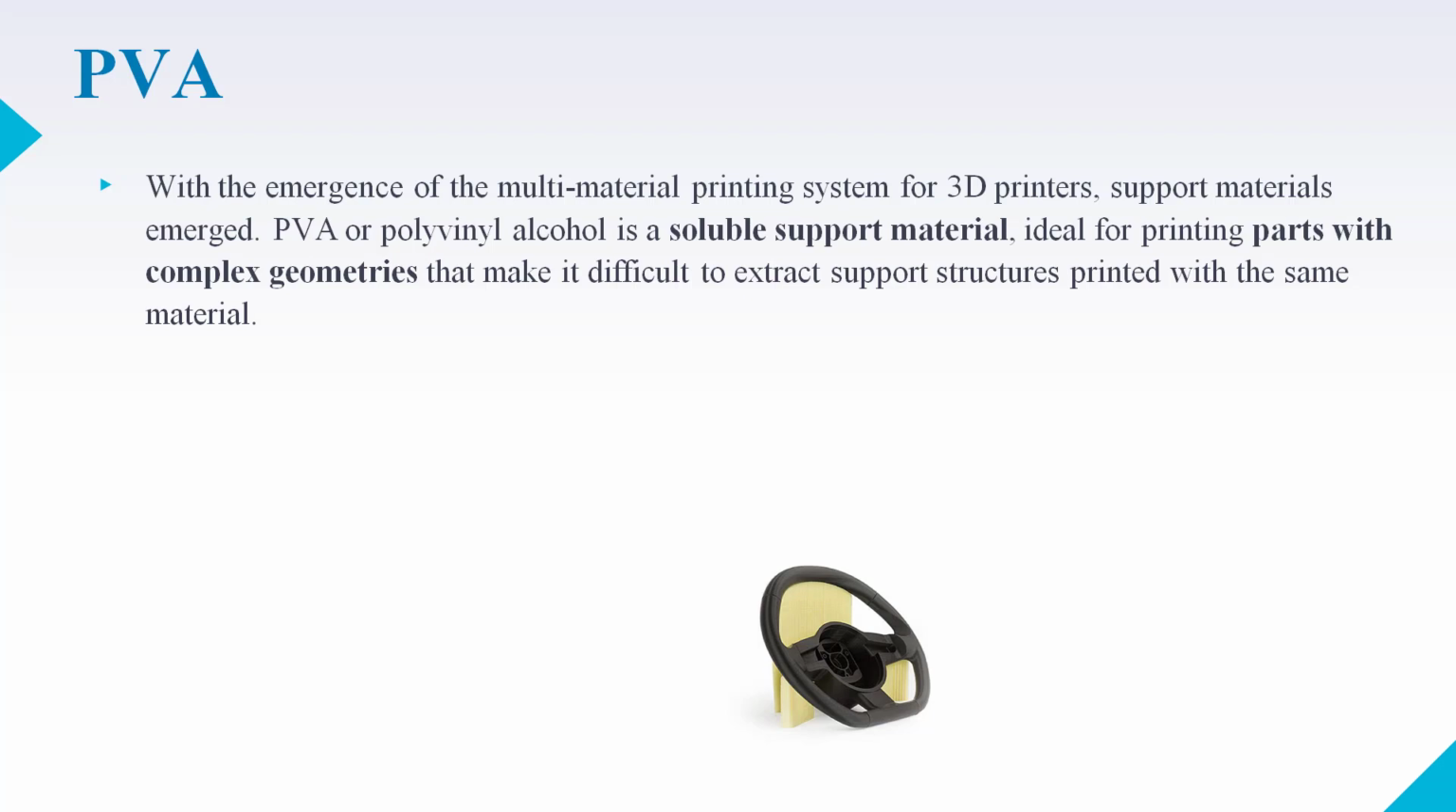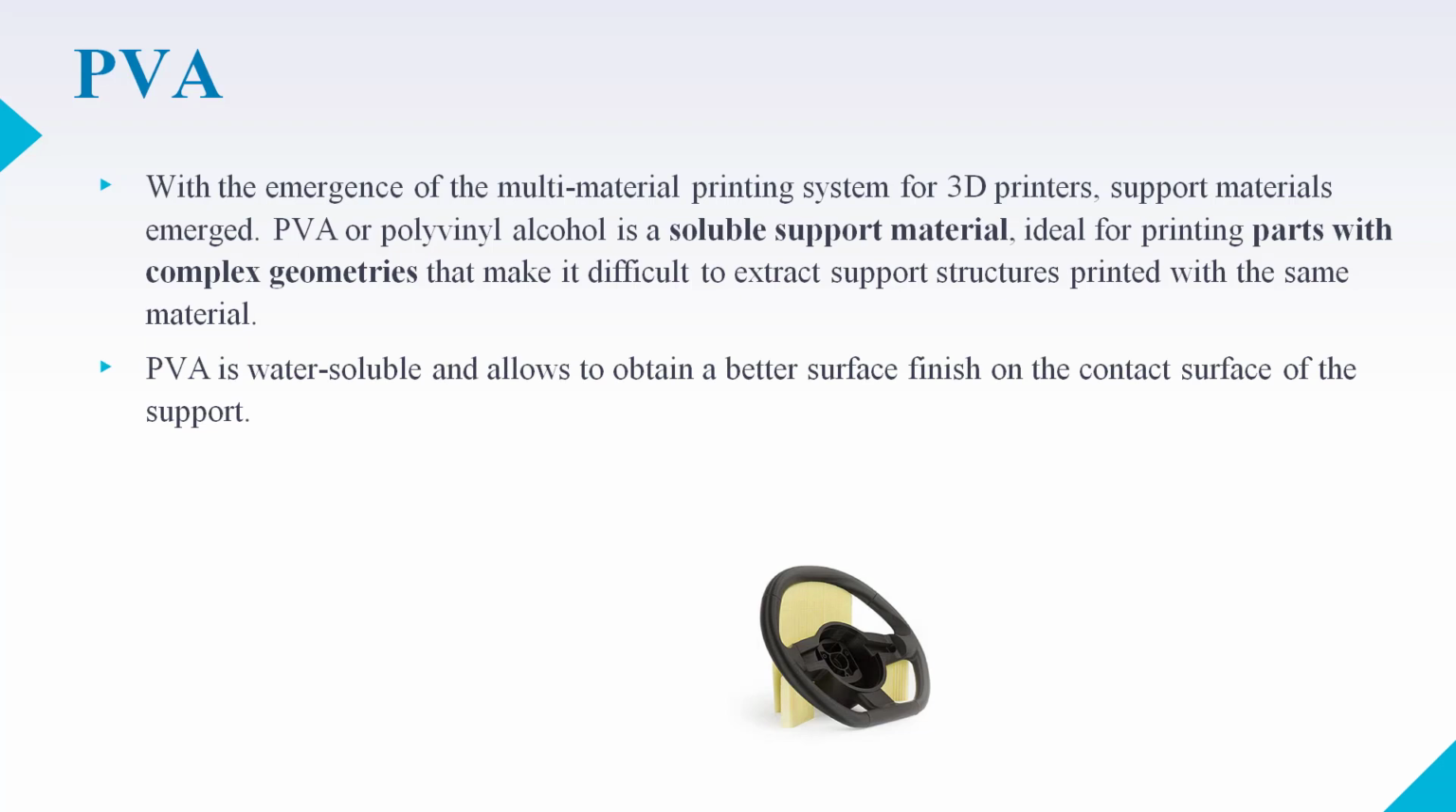PVA, or polyvinyl alcohol, is a soluble support material ideal for printing parts with complex geometries that make it difficult to extract support structures printed with the same materials. So whenever we need to make a very complex product and it is very difficult to extract the support, then we use PVA, as it is water soluble and gives a better surface finish on the contact surface of the support.